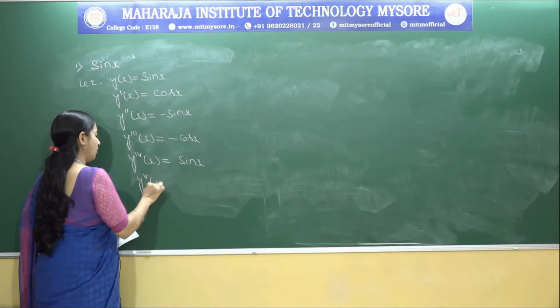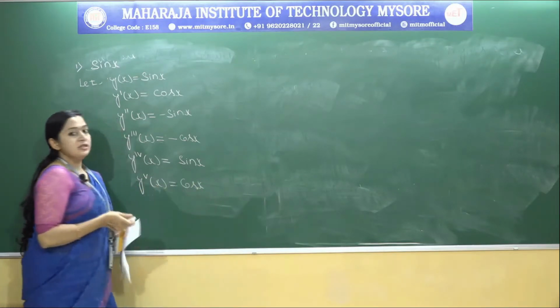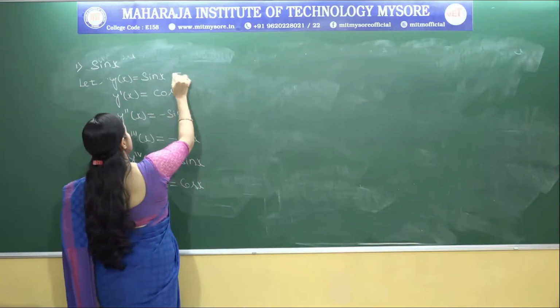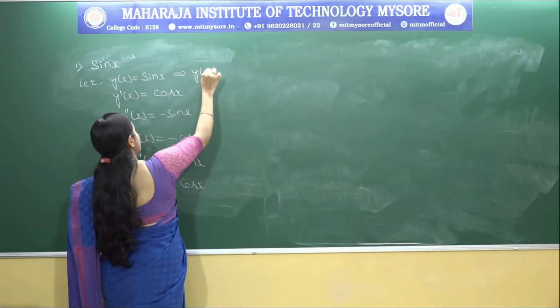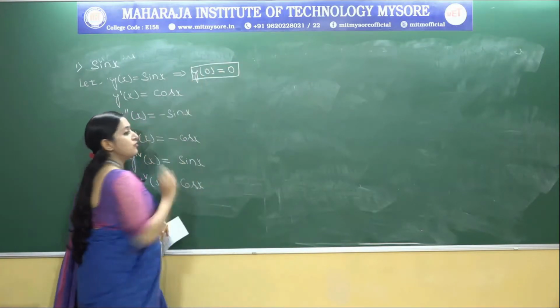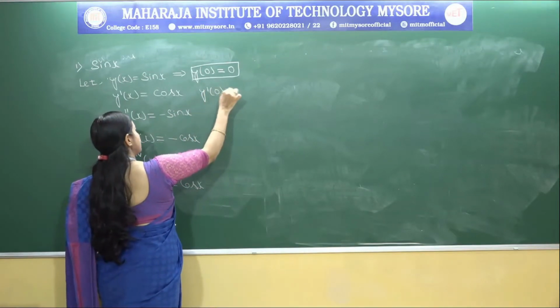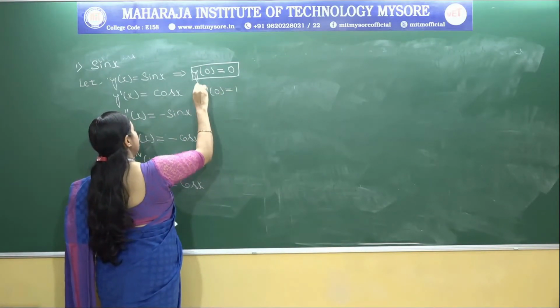The fifth derivative is cos x. So the first term, y of 0: put x equal to 0, sin 0 equals 0. This is the first term. The second one: put x equal to 0, so y dash of 0, cos 0 equals 1.